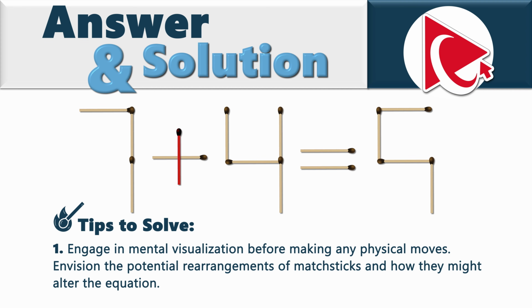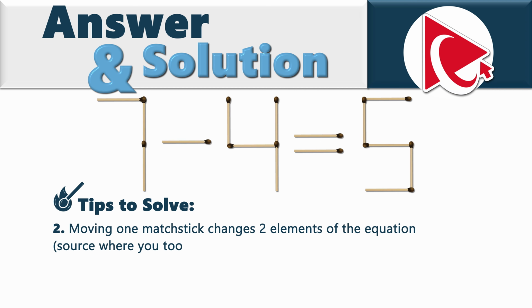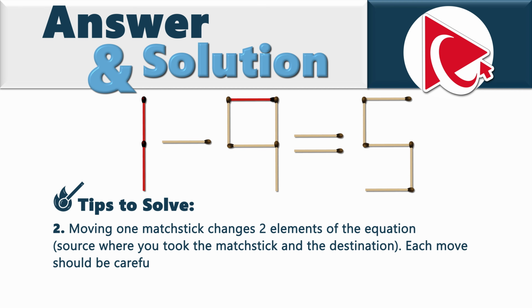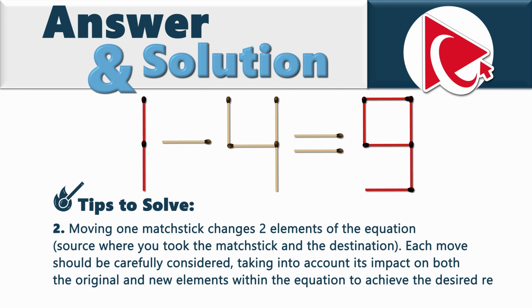The most important consideration here, which makes this problem so challenging, is that moving one matchstick changes two elements of the equation: the source, where you took the matchstick from, and the destination. This is why each move should be carefully considered, taking into account its impact on both the original and new elements within the equation to achieve the desired result.